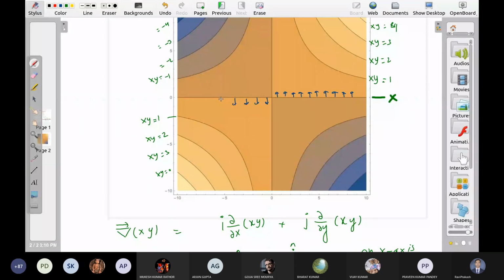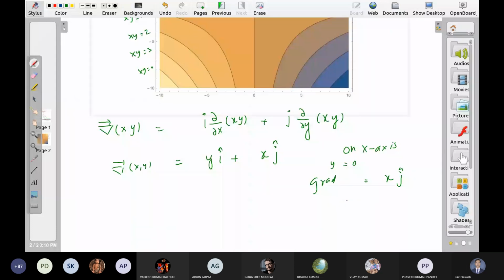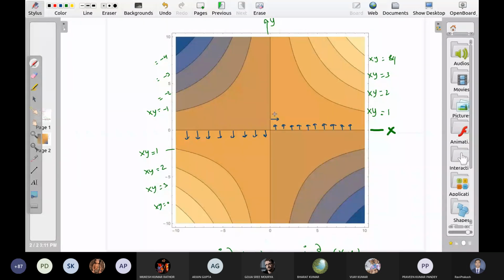Okay. On the y-axis, meaning x is equal to 0, the gradient is y i cap. So if you are on the positive side, it is y i cap. Here y is positive, so it is in this direction. Here it is in this direction. Okay.